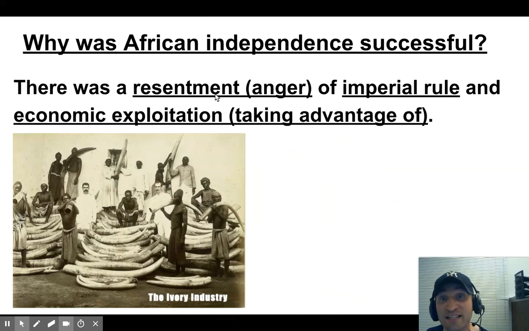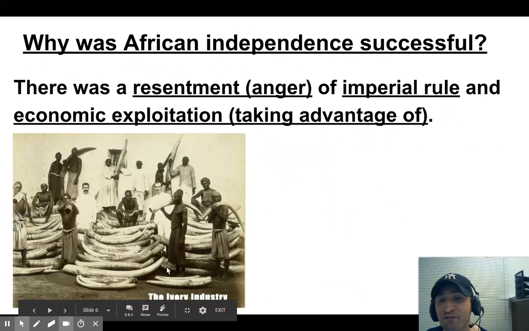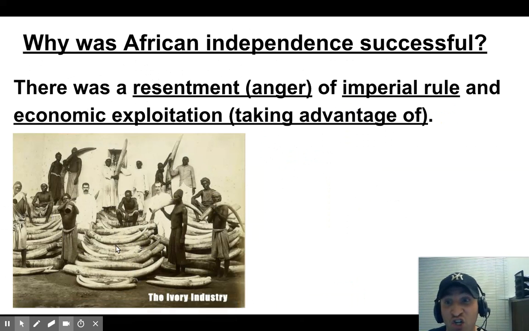Why was African independence successful? There was a resentment, meaning an anger of imperial rule, and economic exploitation. Exploitation means taking advantage of, and that went back hundreds of years when the European traders would force the Africans to do work for them. This one is the ivory industry, elephant tusks, which made for some very luxury goods.